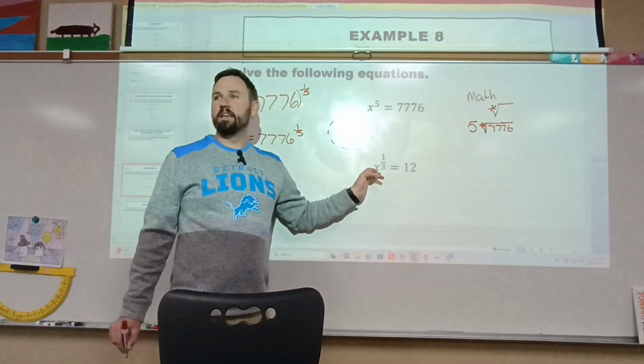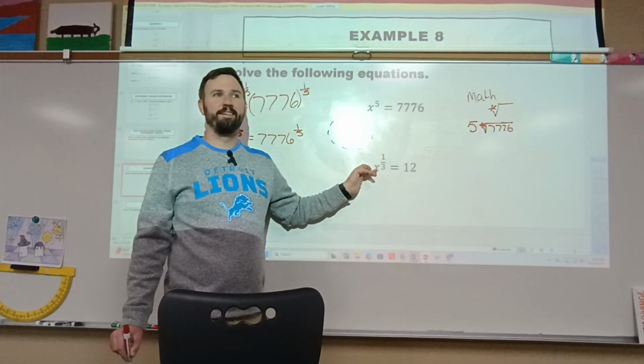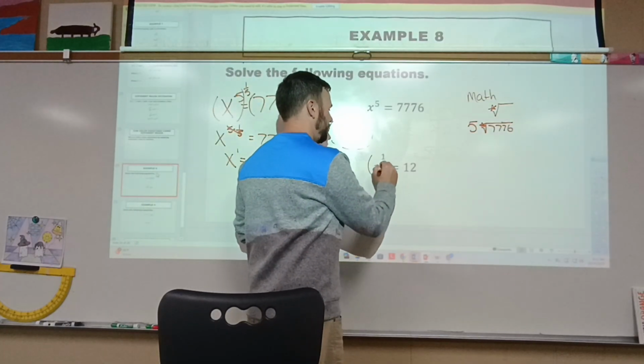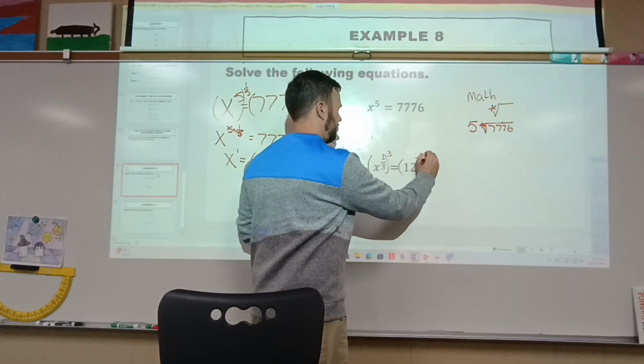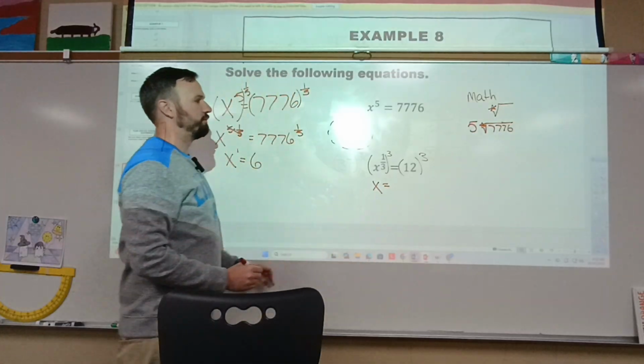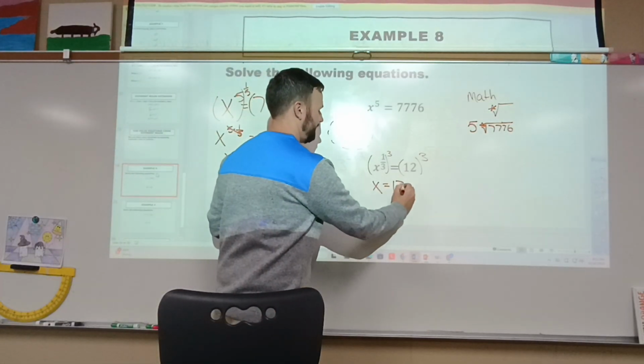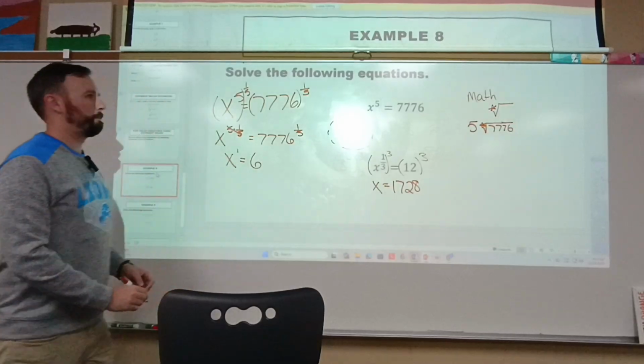So on this beast, how am I going to get rid of that 1/3? What can I multiply 1/3 by to get rid of it? Yeah, 3. So if I take both sides to the 3rd, what happens to my 1/3 times 3? I get x. Oh, geez, I didn't do this. Someone help me out. What's 12 to the 3rd? 1728. Okay.